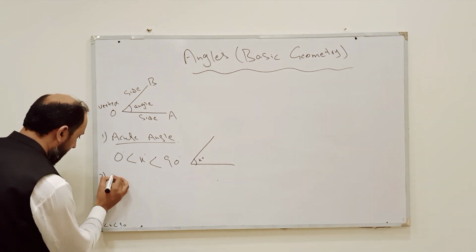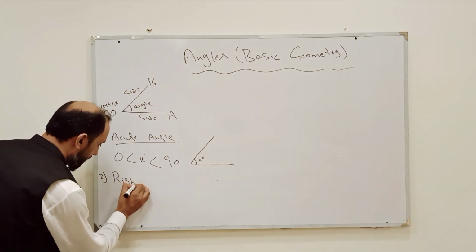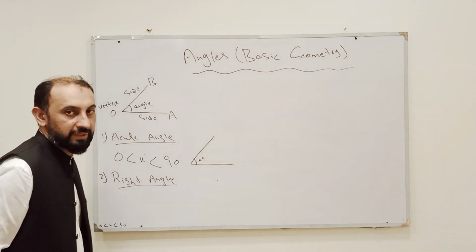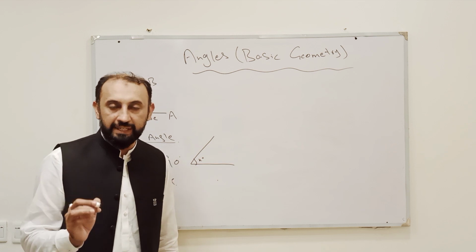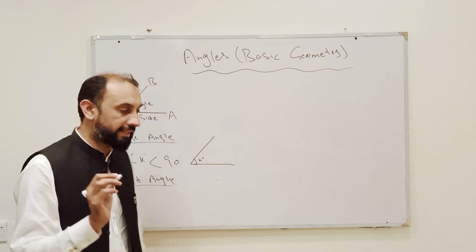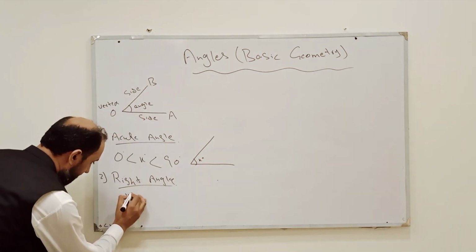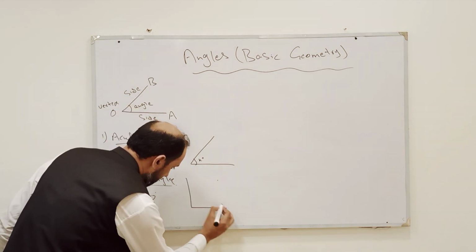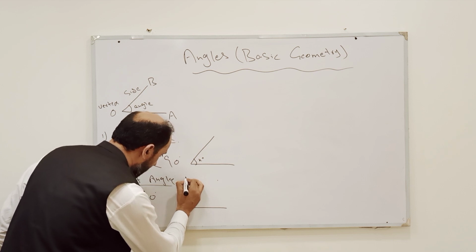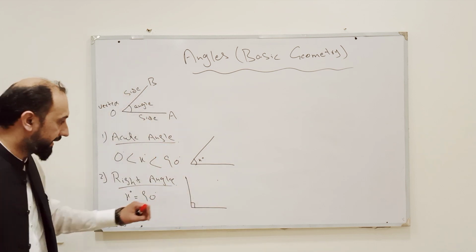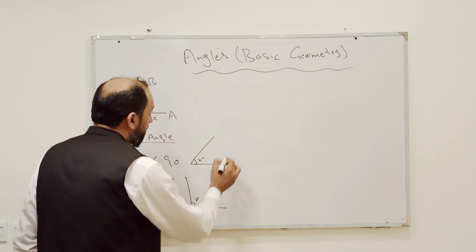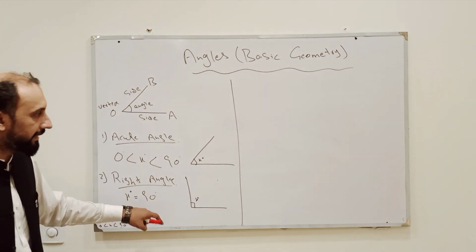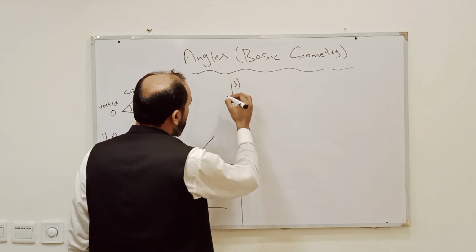Number 2 is the right angle. So a right angle is equal to 90 degrees. Yes, exactly. So which angle has 90 degrees? We can say that it is the right angle. So for a right angle, angle x is equal to 90 degrees, and this is the symbol of the right angle. Okay, it's 90 degrees. X is 90. Next one, so acute is done, right angle is done, and the third one is the obtuse angle.